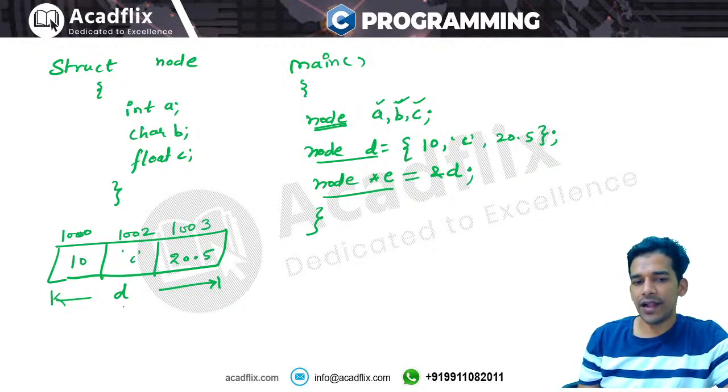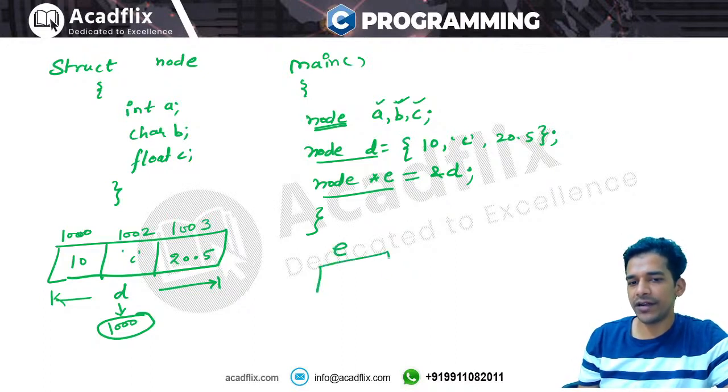So you will see that the base address of d is 1000, right? You can say the address of d is 1000. Because d is also kind of like an array which has multiple data types, in this case e is a pointer which is keeping the address of the structure d. Okay, so e will have the address 1000, right? This means that simply e is pointing to d. Okay, e is pointing to d. We can say it like this.